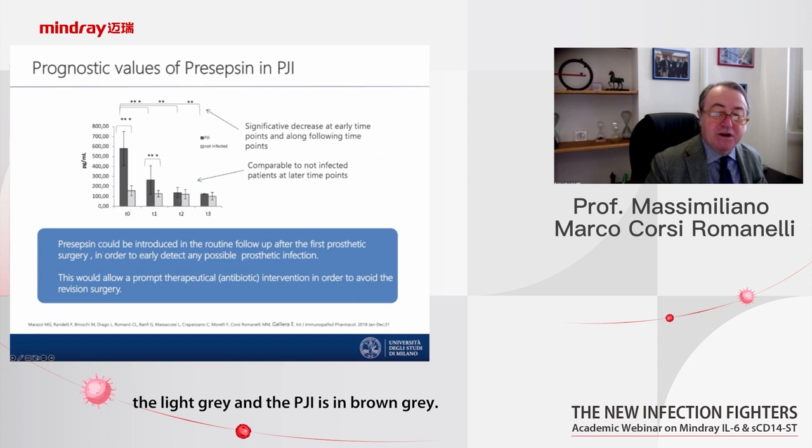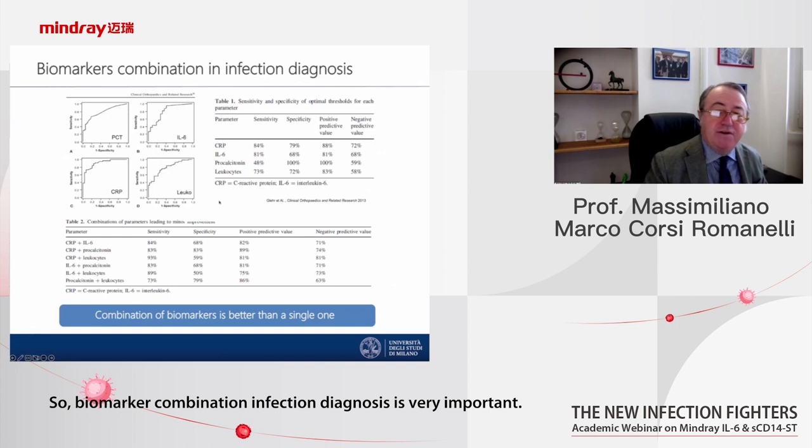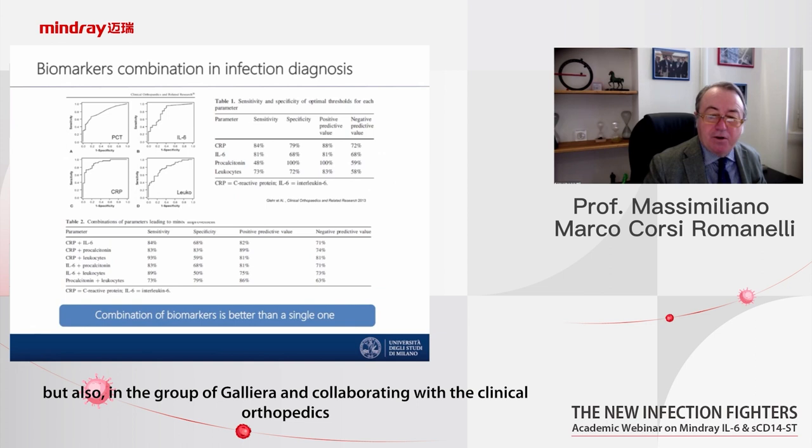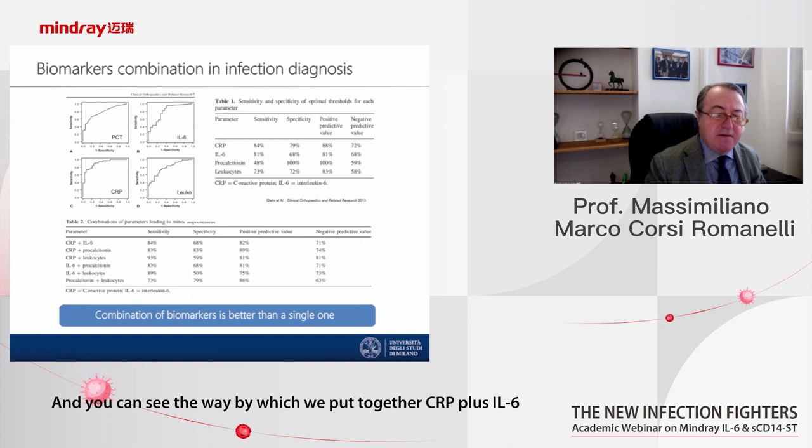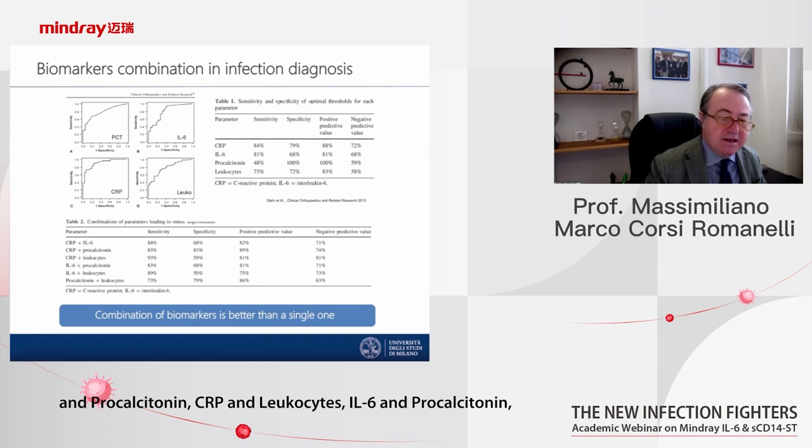So biomarker combination in infection diagnosis is very important. This is not our paper; it is a paper of a group of Glehr and collaborators in Clinical Orthopaedics and Related Research in 2013, five years before our first paper. You can see that they put together CRP plus IL-6, CRP plus procalcitonin, CRP and leukocyte, IL-6 and procalcitonin, IL-6 and leukocyte, procalcitonin and leukocyte.